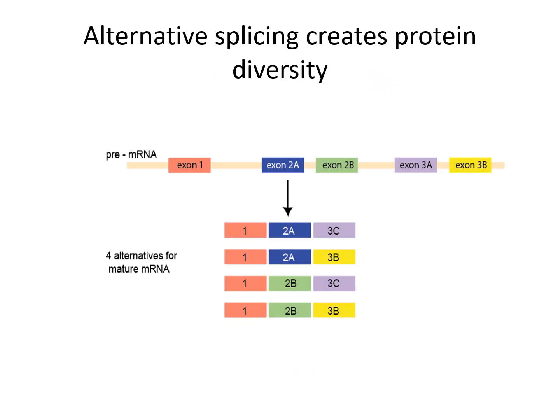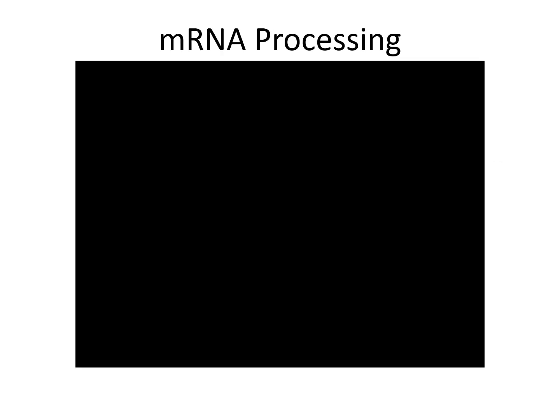And alternative splicing can create protein diversity. This slide shows that different exons can join in different combinations, so creating protein diversity. And now we will watch the video of messenger RNA processing.